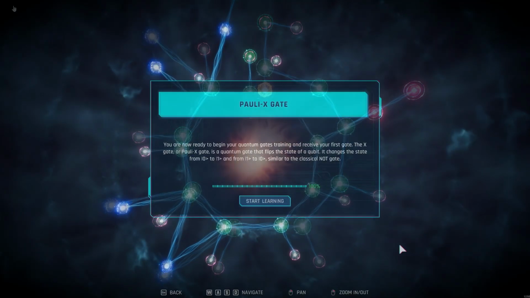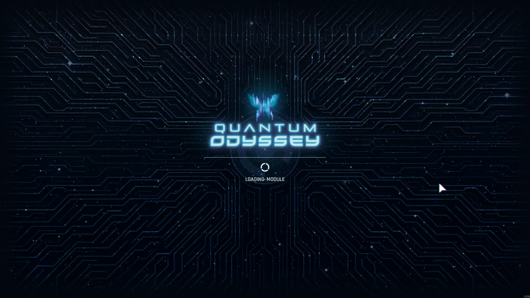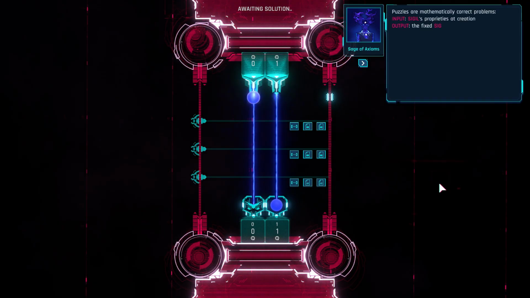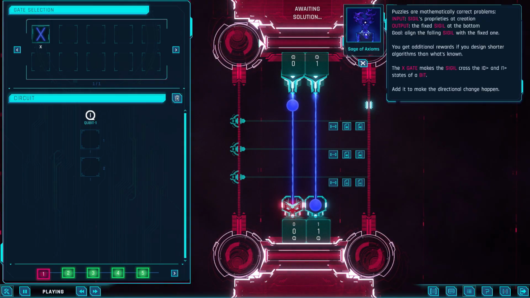So let's go ahead and take a look at the Pauli-X gate. Now this is the forge. You may have seen this in another video. And this is a forge with a single qubit.